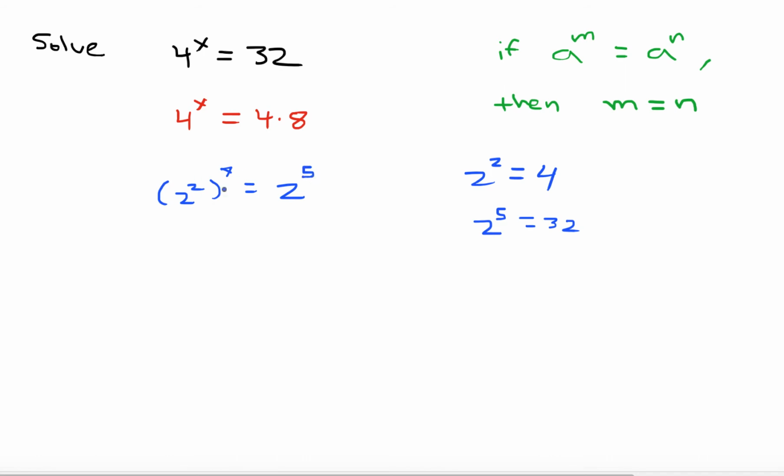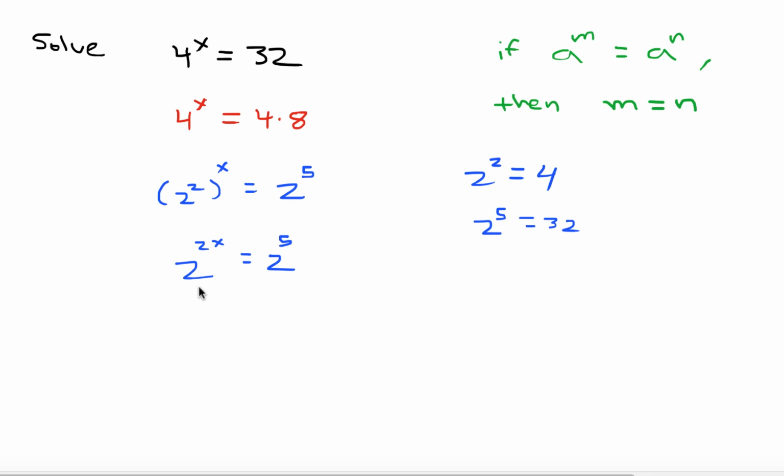Now here's where you have to do a little bit of algebra. What do we do with this expression on the left side? In this case, we have to multiply these two together. This is just an x here. Let me just write that again. What does the power rule say? The power rule says let's multiply these together. So 2 to the 2x power is equal to 2 to the 5th power. And notice what we've done here: we've converted both of these numbers to have the same base.